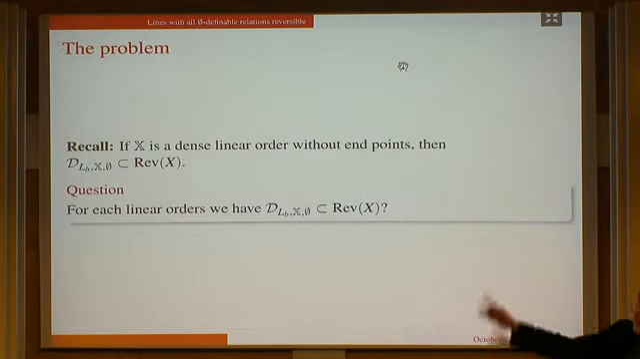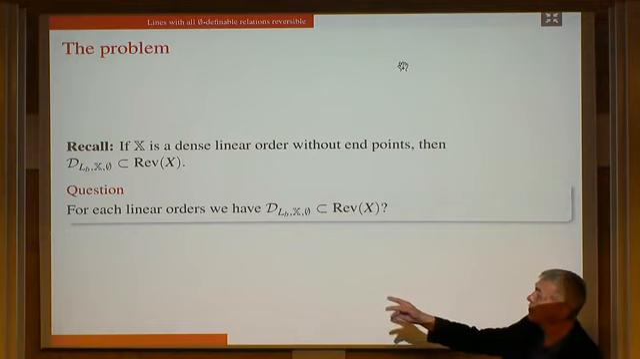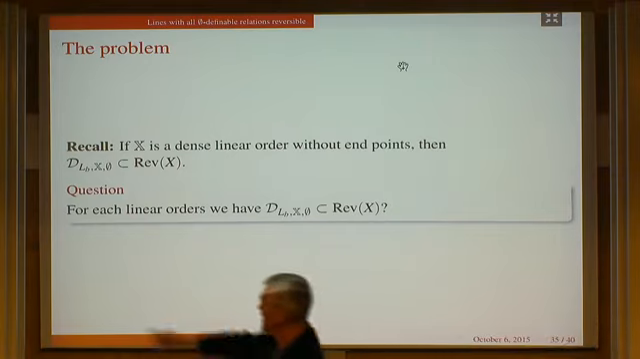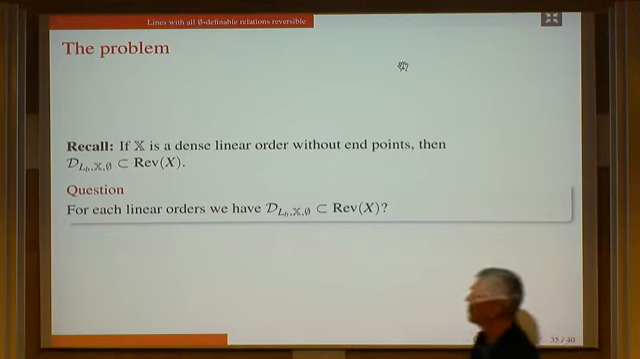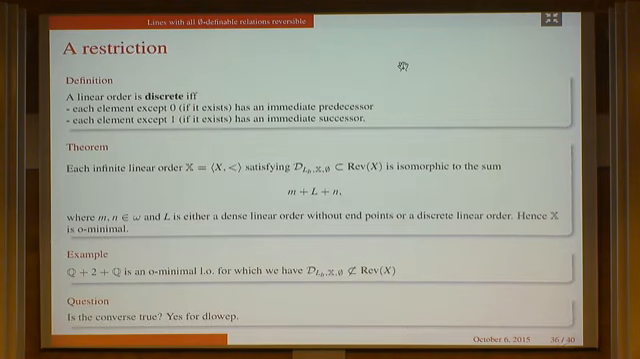Now we go to lines, to linear orders. What can we say about lines? We recall, of course, that if X is a dense linear order without endpoints, for example, Q, R, or the irrationals, then all definable relations are reversible. The question is, for which linear orders do we have such a situation? Is it only the situation for dense linear orders without endpoints? And restriction.